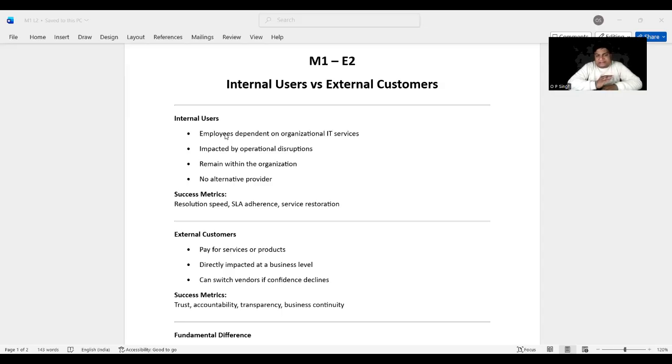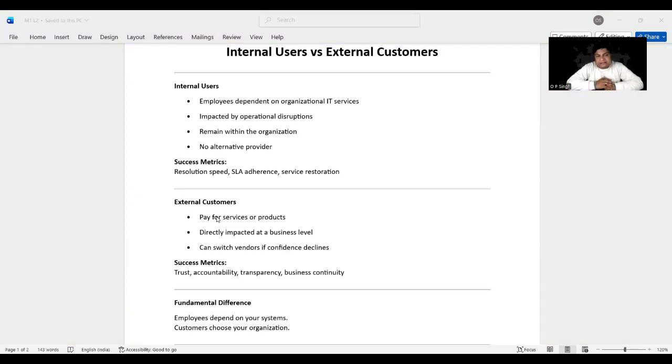This single difference changes how services must be delivered to an employee or to a customer. In general, the services should be top notch for both employees and customers, but that is a very unique case which will not happen. But for customers, you have to take care, otherwise there will be a struggle. So you must know this difference. Internal IT success is measured by parameters such as resolution time, SLA adherence, and system availability. However, customer success is measured by trust, transparency, accountability, and business continuity. So this is the core difference here.